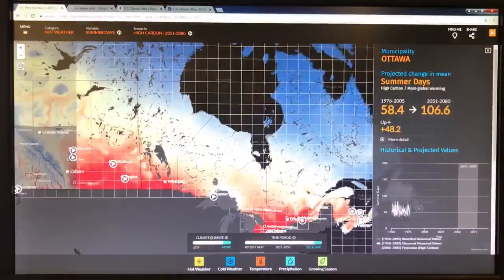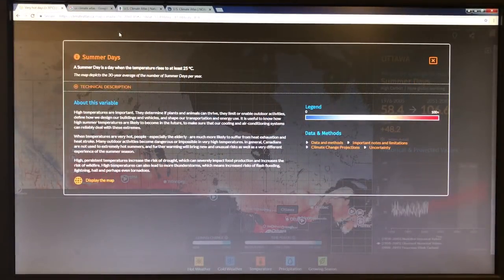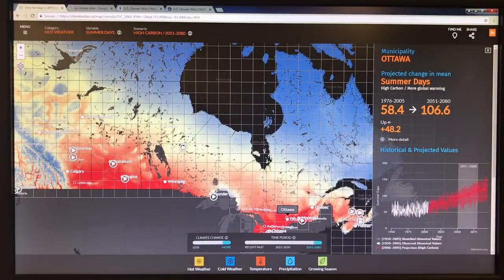Summer days. A summer day is a day when the temperature rises to at least 25 degrees Celsius. So you can see the number of days in Ottawa where that temperature is reached, going up almost double.